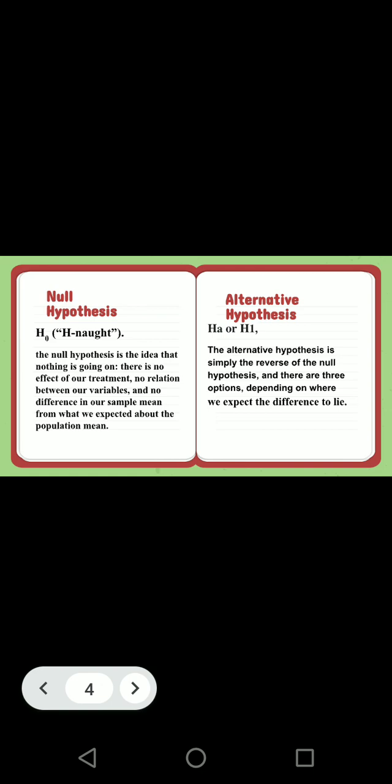And on the other hand, the alternative hypothesis, which is denoted with HA or H1, is simply the reverse of the null hypothesis. So if in the null hypothesis there is no effect between two variables, in the alternative hypothesis there is an effect of the independent variable on the dependent variable. And there are three options depending on where we expect the difference to lie. Unlike the null hypothesis, in the alternative hypothesis we see three mathematical symbols: the less than sign, the greater than sign, and the not equal sign.